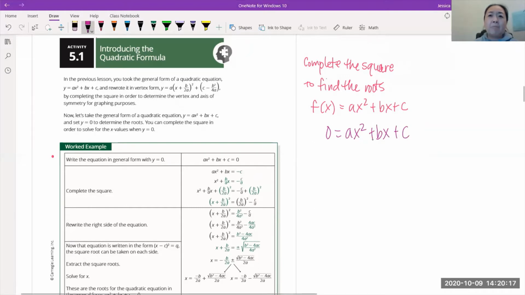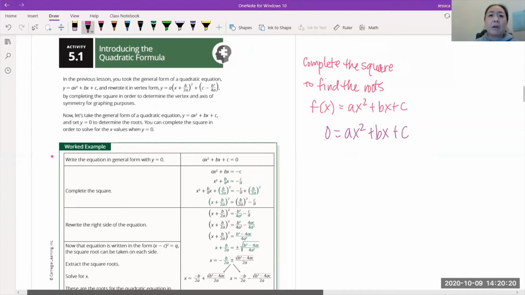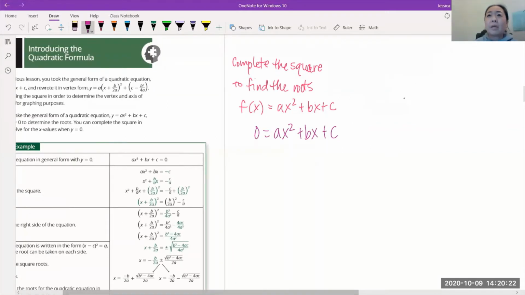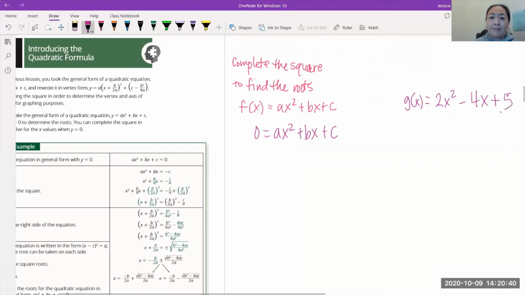Actually, what might be helpful is if I give you an equation that we can complete the square on, just to refresh your memory. So let's make this g of x just to say that it's different. And this is going to be 2x squared minus 4x plus 5. Let's just go with 5. We'll try it out. So here we go. What would we do here first? Well, remember we set this equal to 0. 0 is equal to 2x squared minus 4x plus 5, right? So that's exactly what we did here. So then what do we do now?